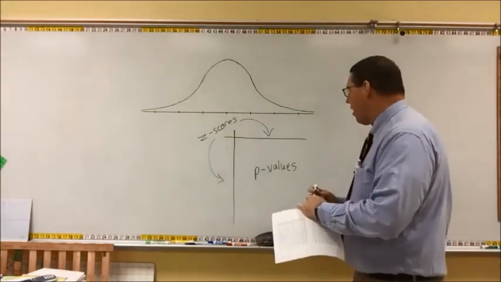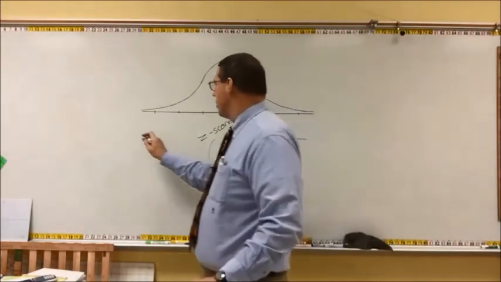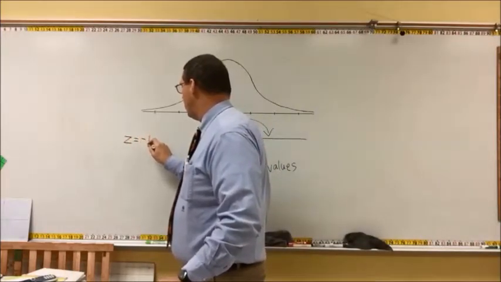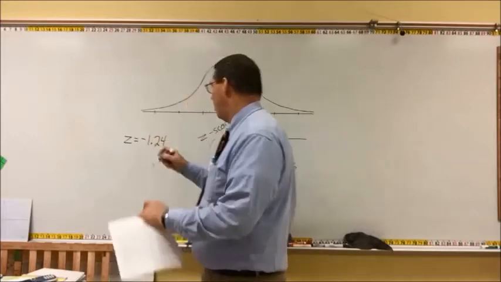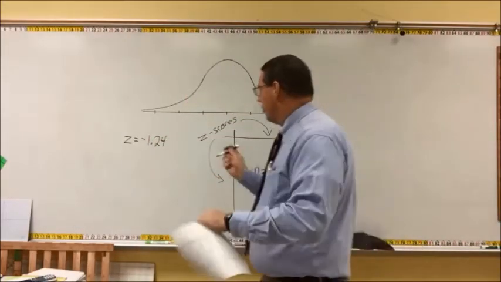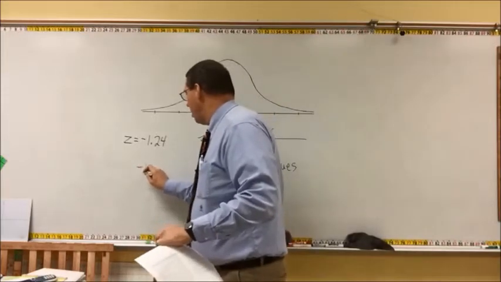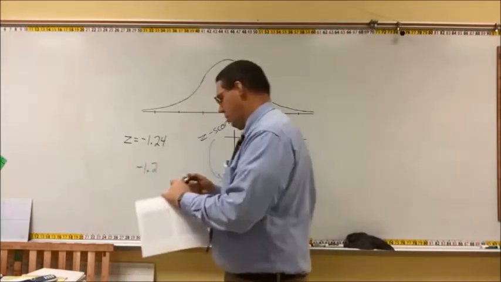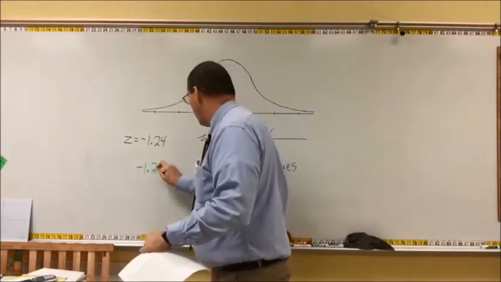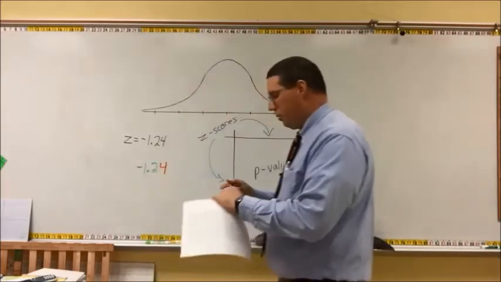Let's say that you have a z-score. I think we just did a z-score where we had negative 1.24, okay? Well, watch this. I'm going to turn it into negative 1.2 and 4. Negative 1.24.